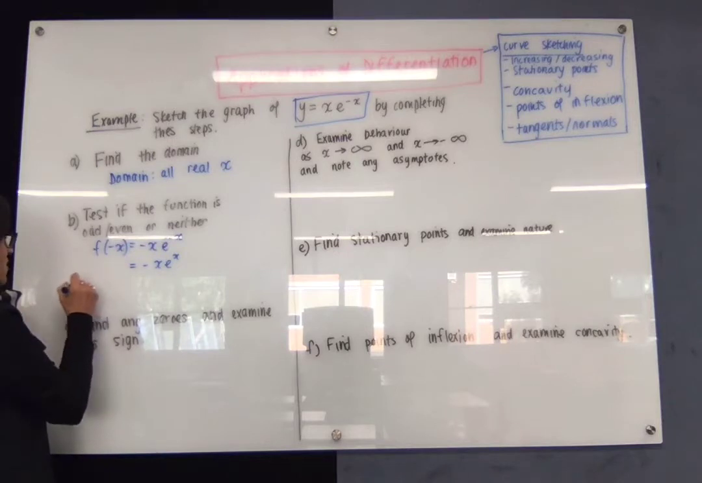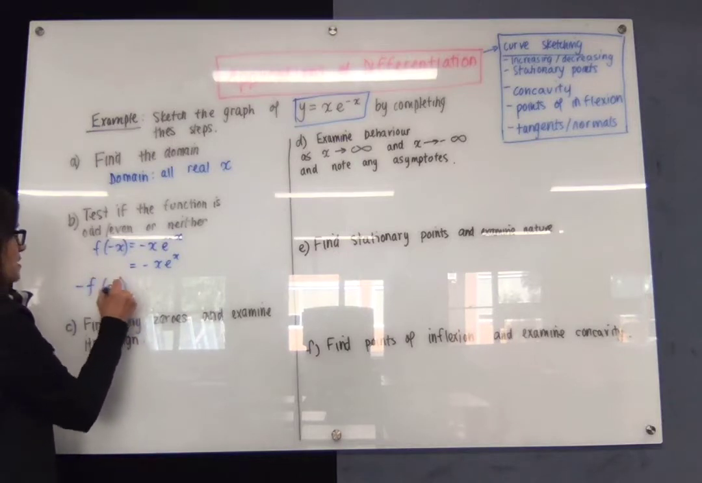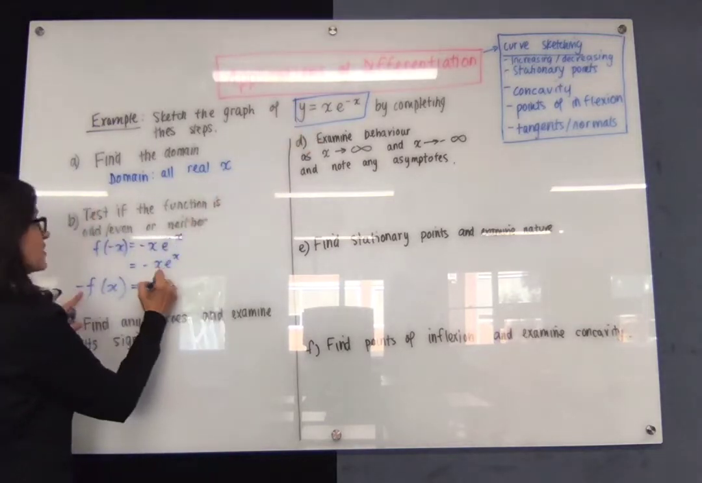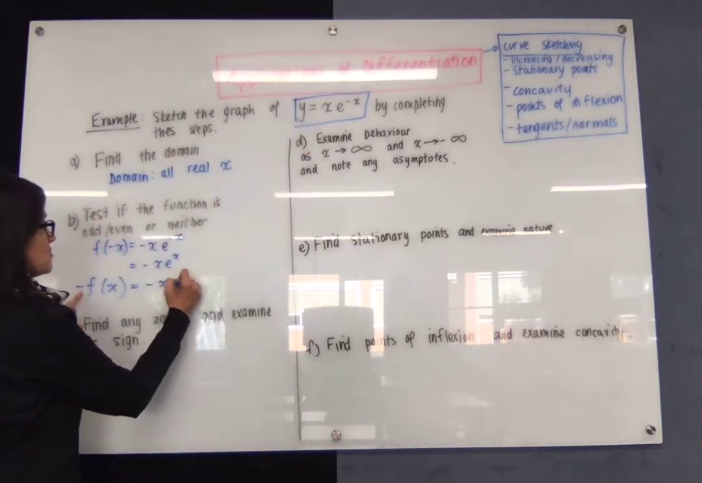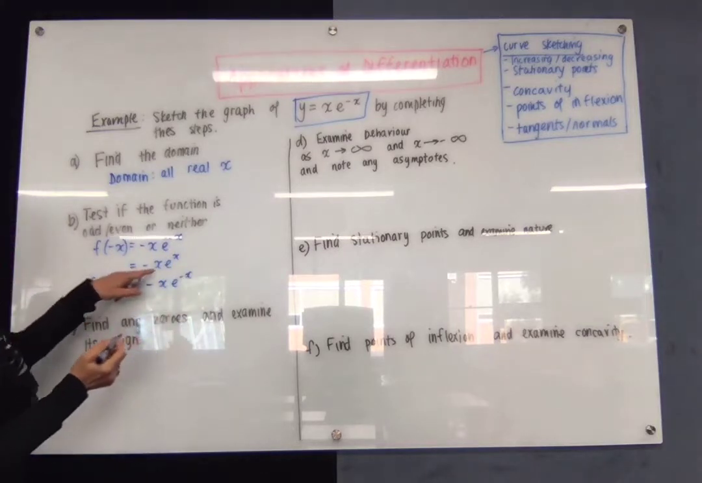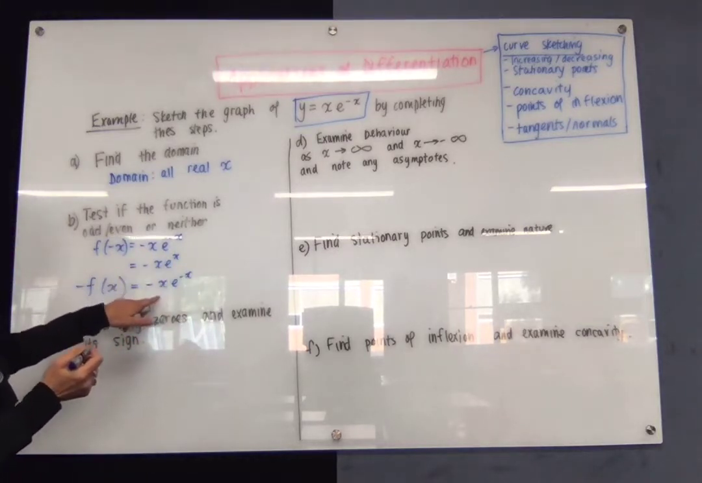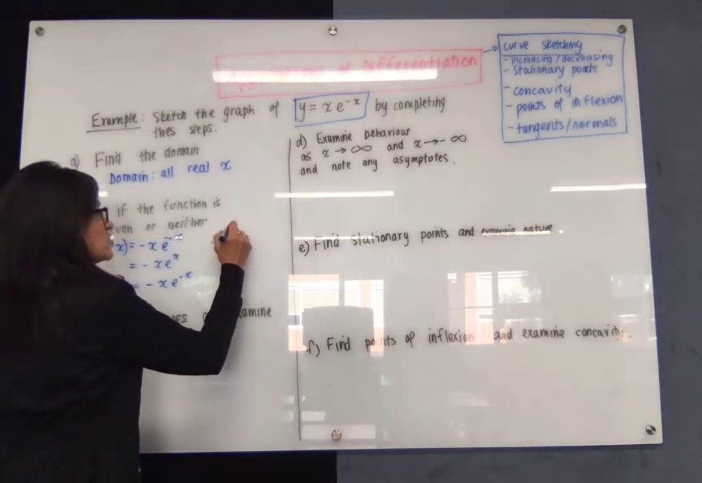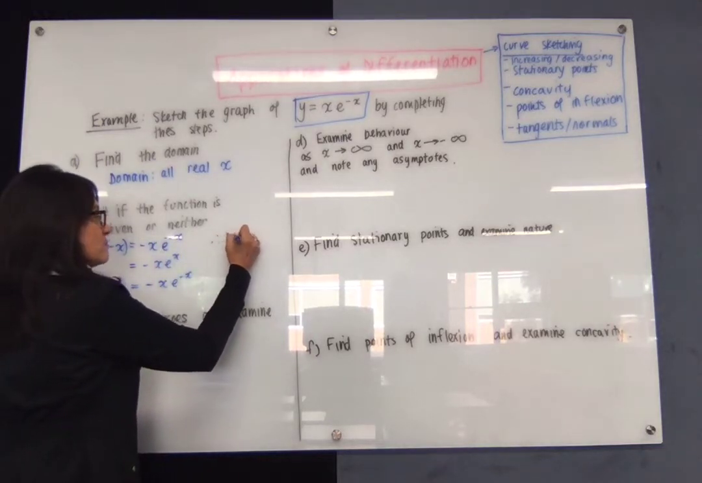Now, to test if it's an odd function, remember it must be equal to negative f of x. So if we put a negative sign in front of this function here, x times e to the negative x, you can see that these are not equal results. So therefore, this function is neither odd nor even.